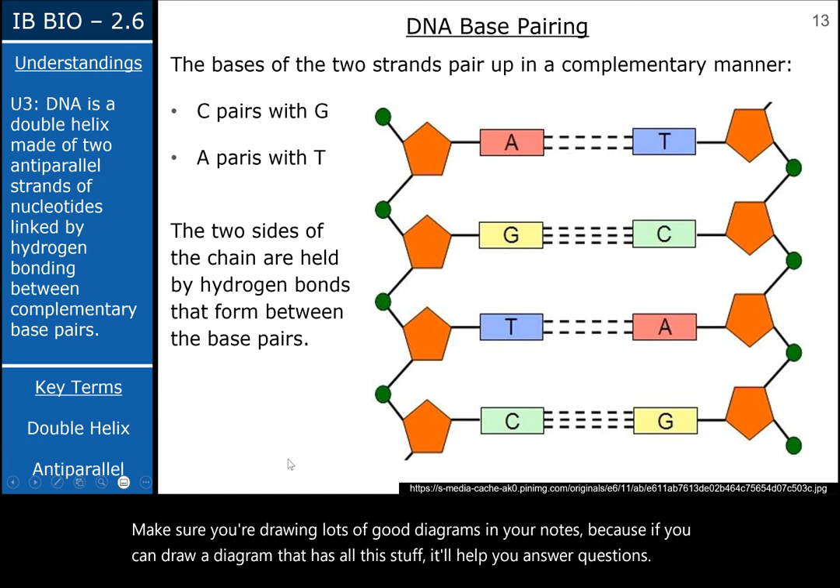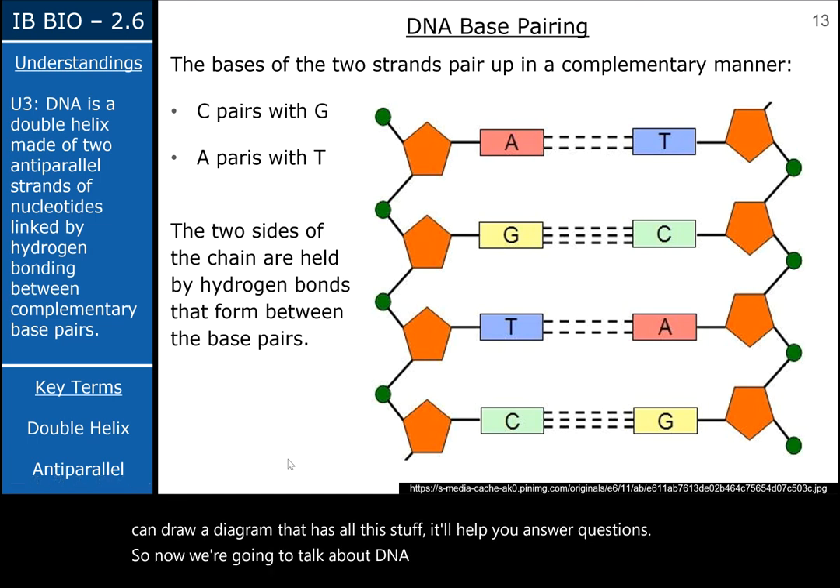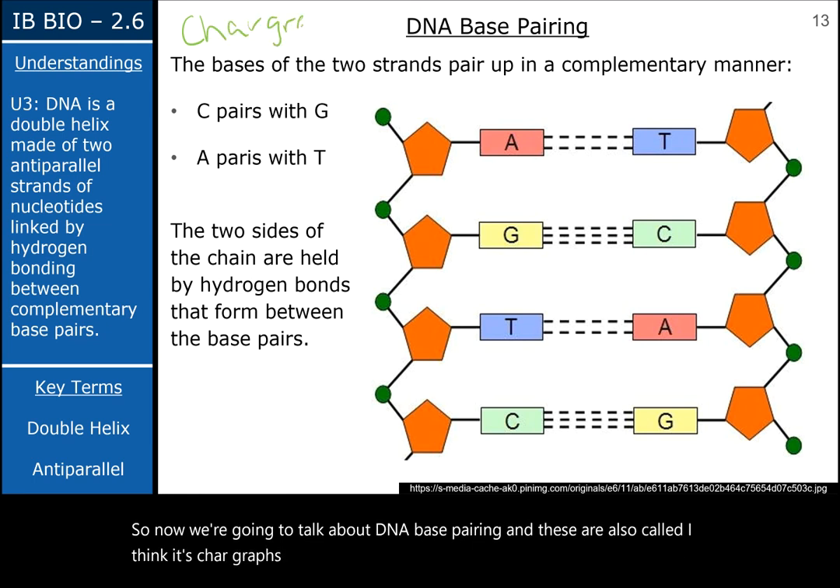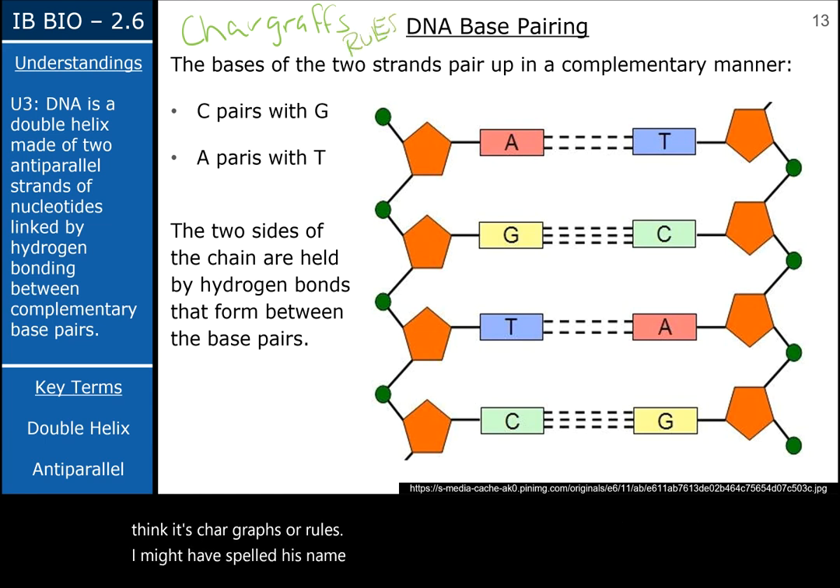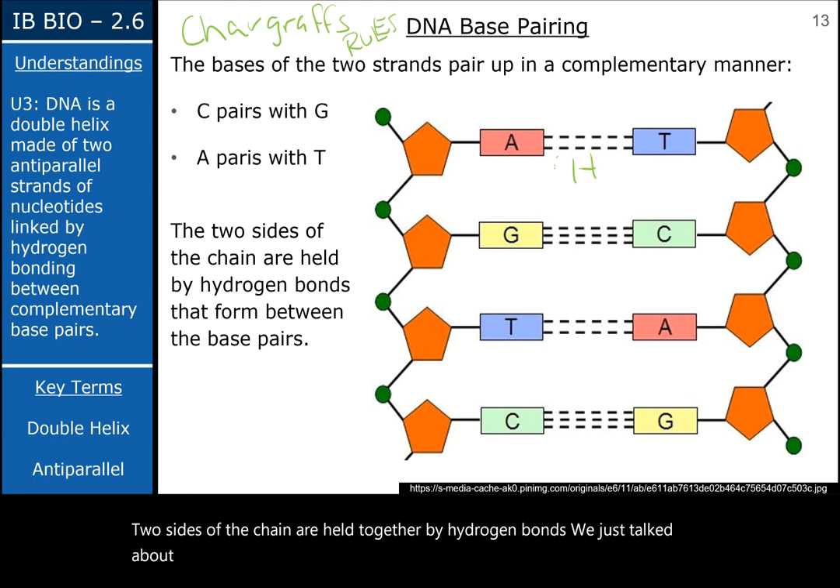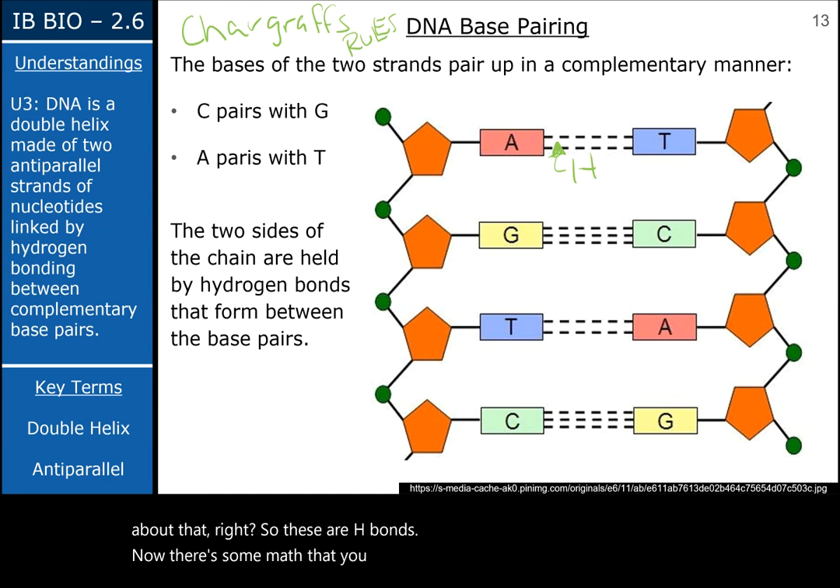So now we're going to talk about DNA base pairing. These are also called Chargaff's rules. I might have spelled his name wrong. These are the rules that say C goes with G and A goes with T. Now, the two sides of the chain are held together by hydrogen bonds. We just talked about that, right? So these are H bonds. Now, there's some math that you can do to help figure out base pairs and how many there are.